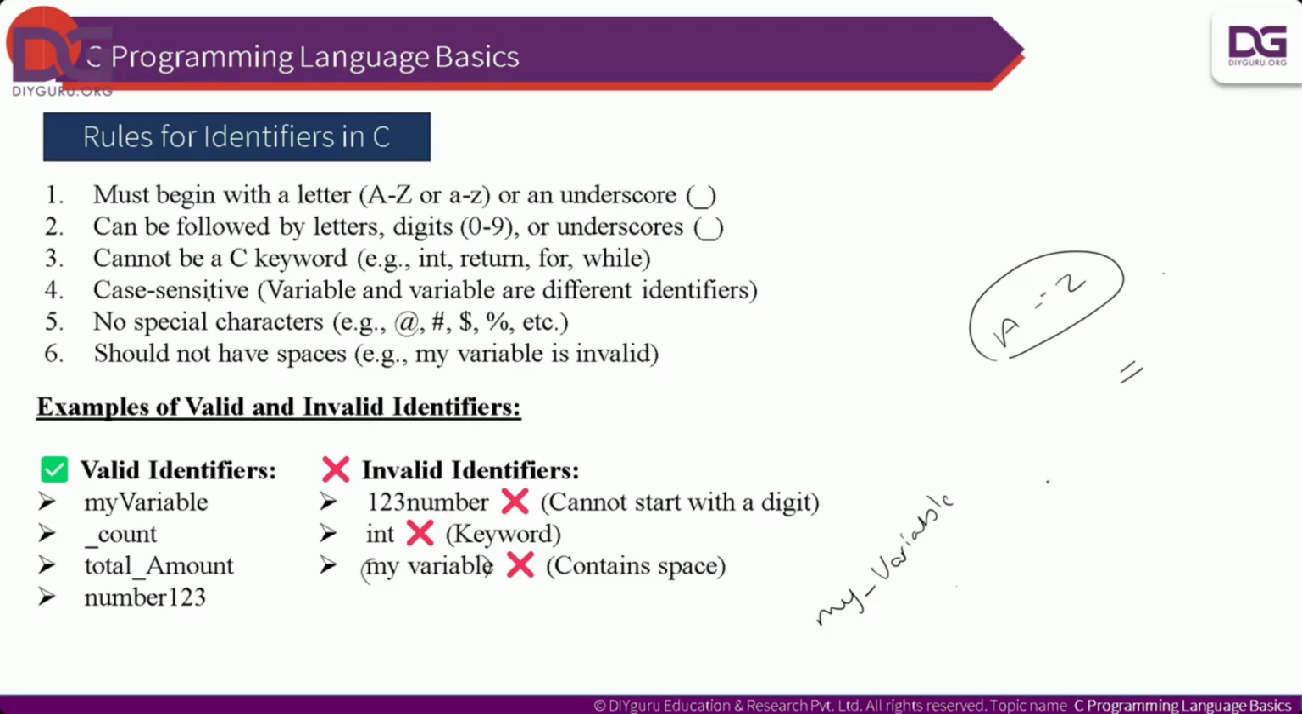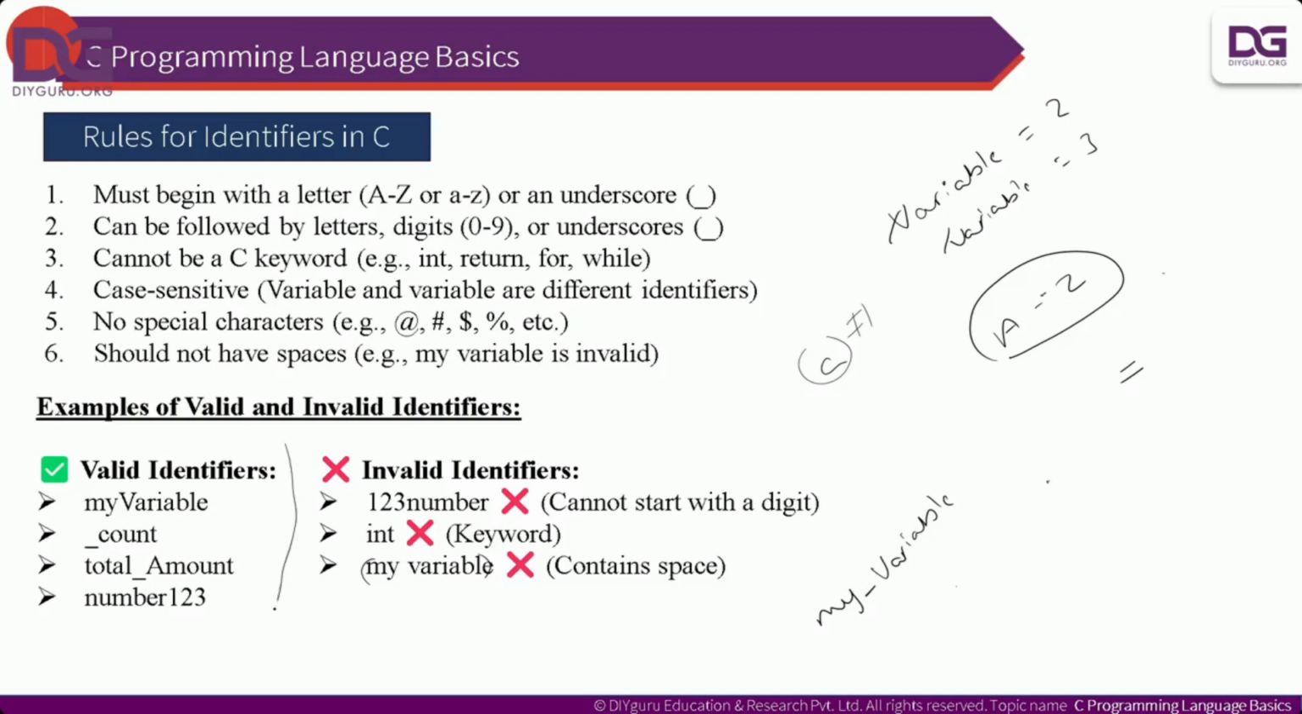Okay, then next is that it should be case sensitive. Which means, say, one variable is equal to 2 and another variable is equal to 3: this is one variable, this is another variable. Then no special characters like asterisk or dollar should be used, and no space should be used.